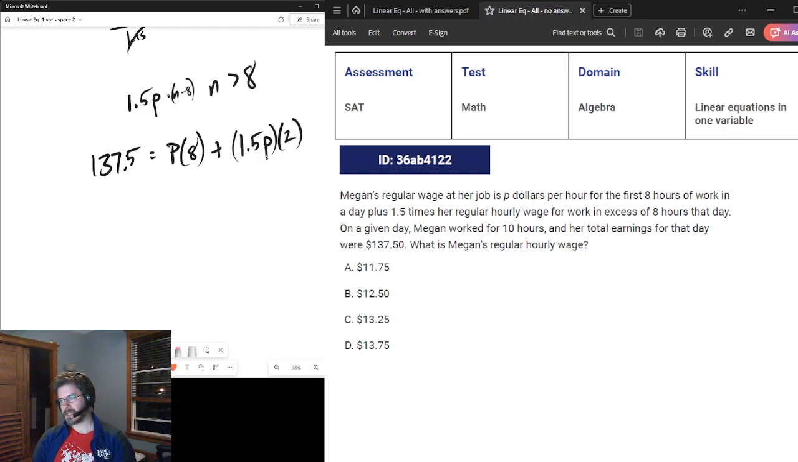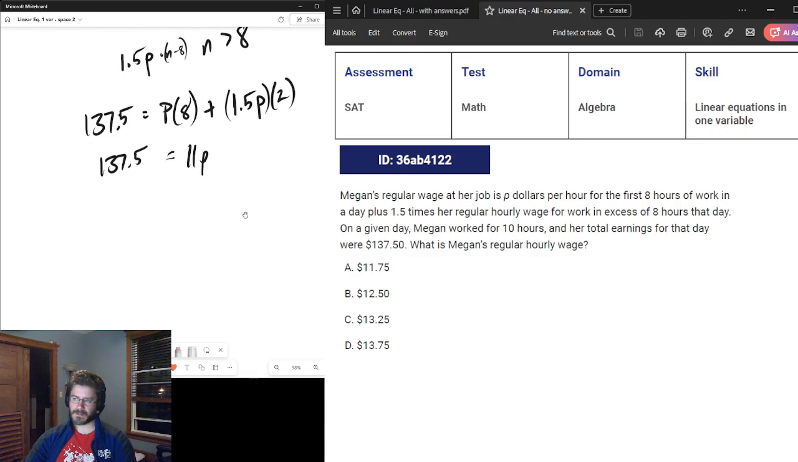Okay, we can combine like terms here. 1.5 times 2 is 3. 3 plus 8 is 11. 11P equals 137.50. I can't divide that off the top of my head, but I know it's bigger than 12.